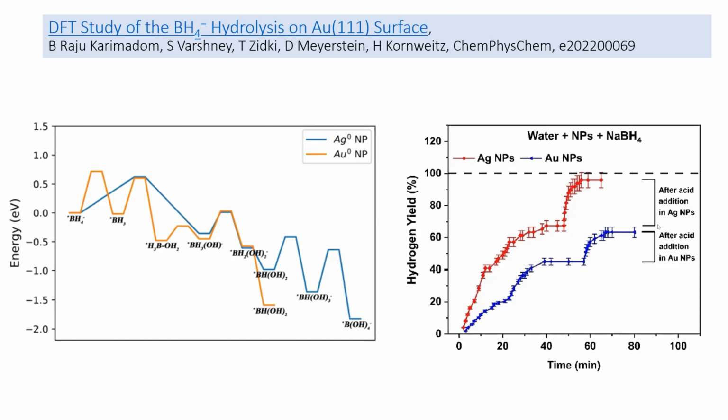And then when acid is added to the solution, 100% yield is gained. And that's because we believe that BHOH twice is dissolved and it is hydrolyzed in the acidic solution. In the presence of acid, the hydrolysis is very fast.